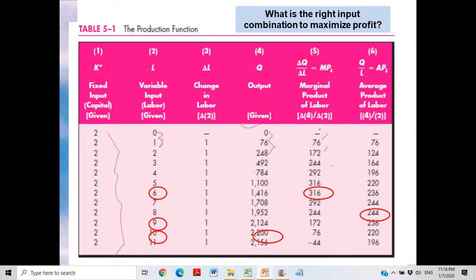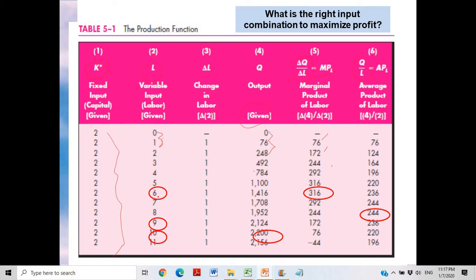From the information we can also calculate the average product of labor. So just apply this formula. Average is the total quantity, the total output, divided by the number of input, in this case labor. So for average product of labor here, we take 76 divided by 1, 284 divided by 2, 492 divided by 3, and so on. And you can see here I circle number 6, number 6, number 9, and number 10.